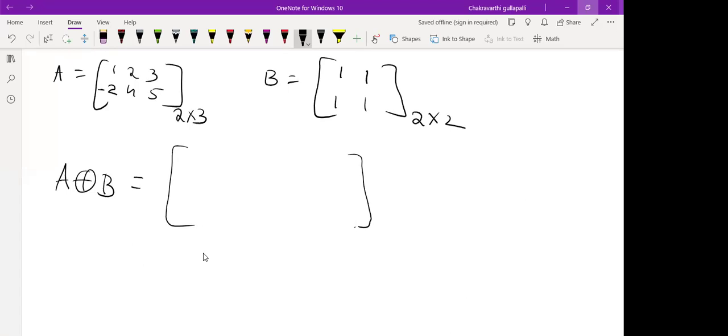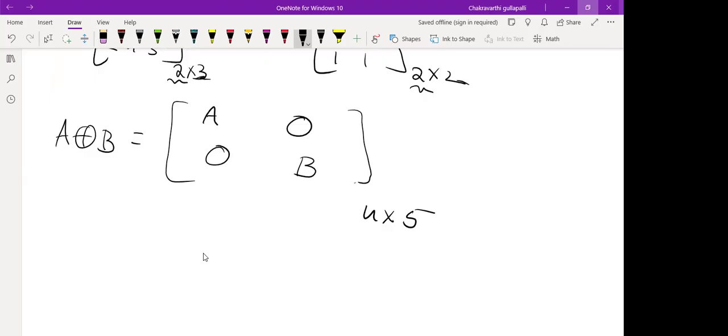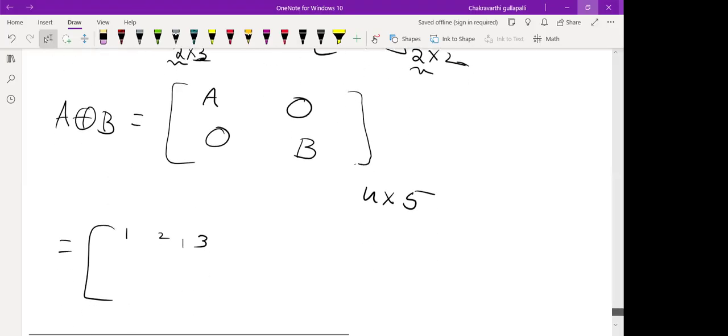What is A direct sum B? How many rows and columns will you get? 2 plus 2, 4 rows, and 3 plus 2, 5 columns. You will get 4 rows and 5 columns. First, how is it defined? A, 0, 0, B. So how do we write this? First write A: 1, 2, 3, then minus 2, 4, 5. Is it so?